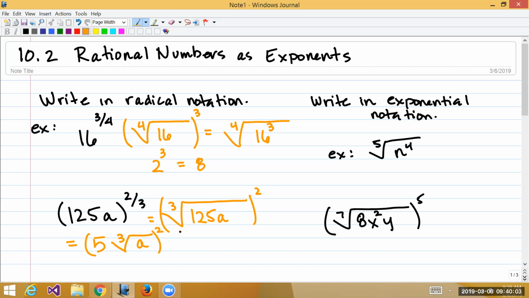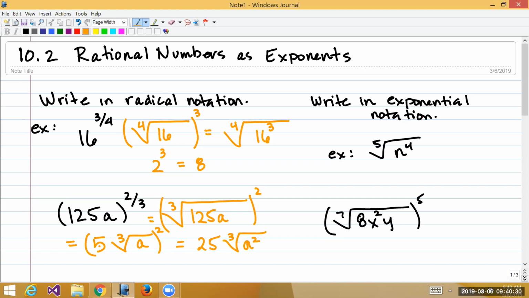And now we can actually simplify this individually. 5, there's 2 factors here. Each factor needs to be raised to the power of 2. So 5 to the power of 2 is 25. And now, if I take the cube root of a and square it, I can actually take that power of 2 on the inside, just like how this power can go on the inside. So that would be the cube root of a squared.